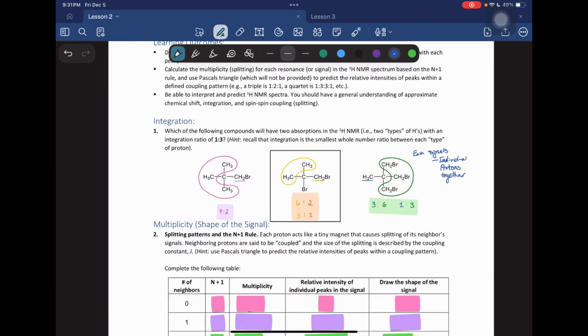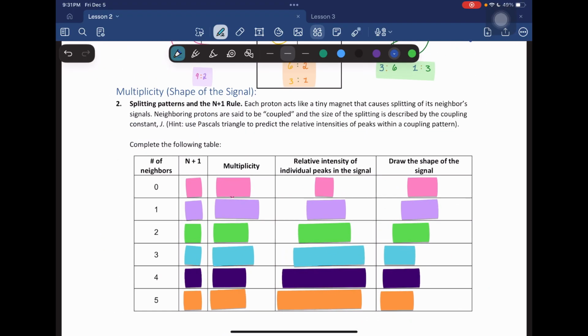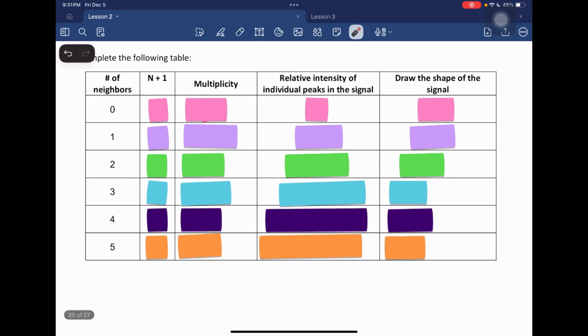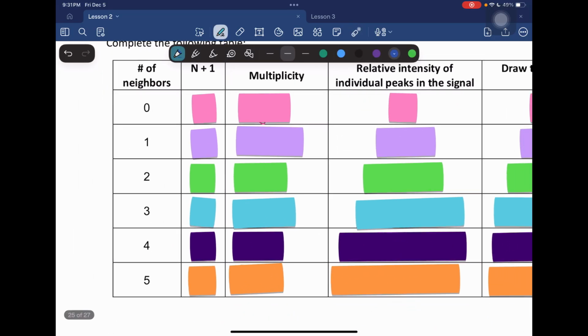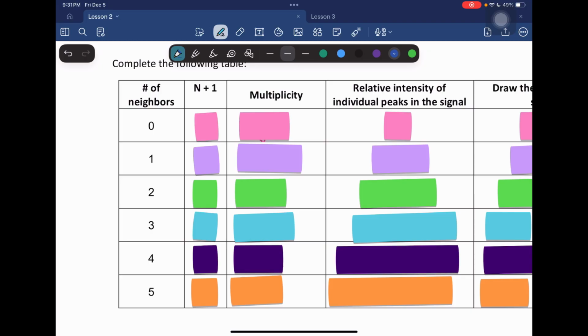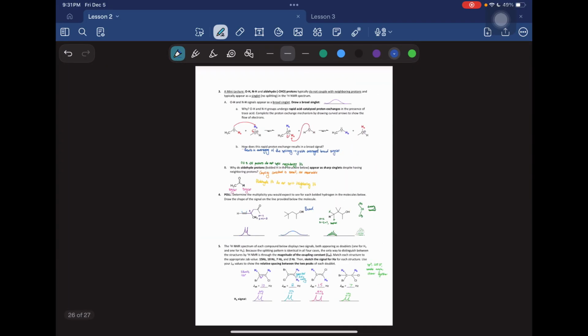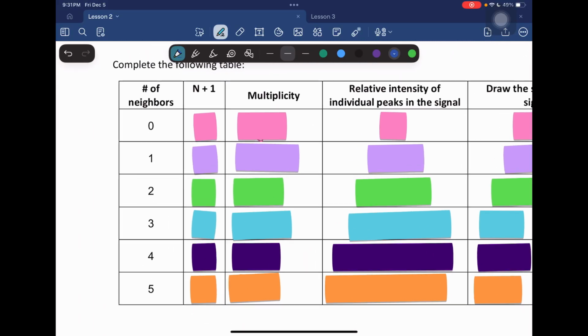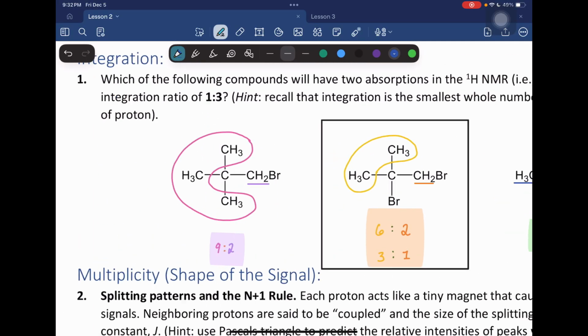Okay, so now we move on down here to multiplicity. So this is where we have that Pascal's triangle. I don't know if you know how to do it, but I'm going to assume no, and I'm going to teach you it, okay? It's really easy though. But if you know how to do it, then that's really, really good. So the number of neighbors, right? That's going to be n plus 1. Yeah, we'll get into neighbors in a little bit. So n plus 1, actually no, we can get into neighbors right now.